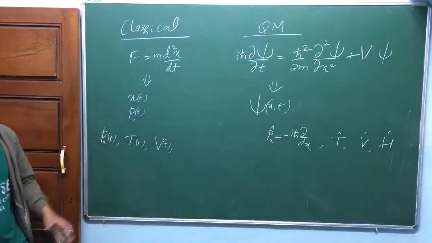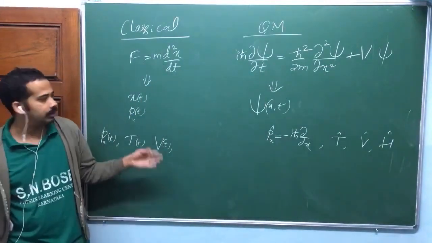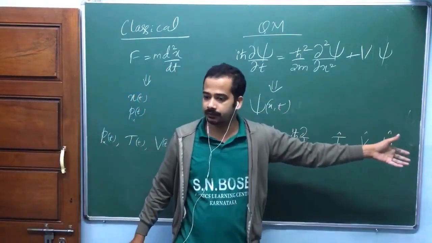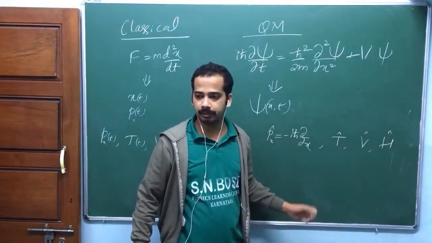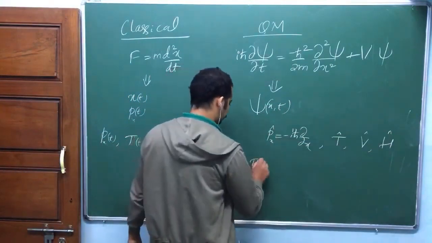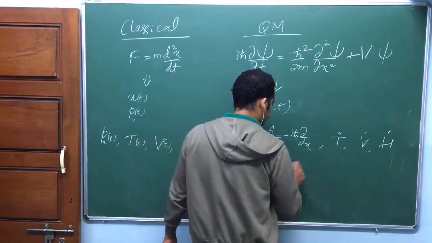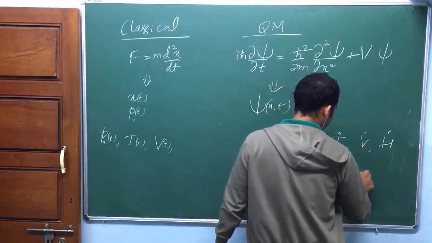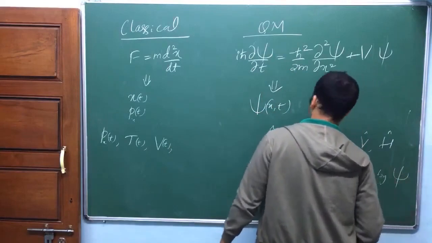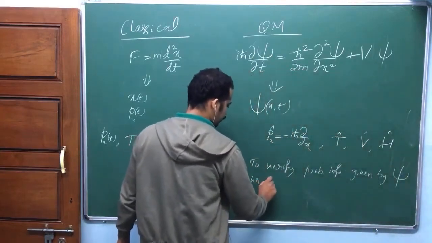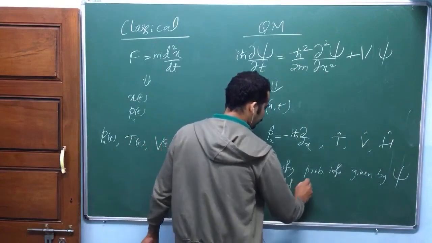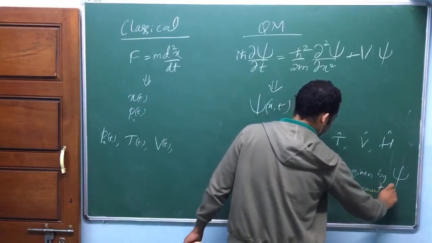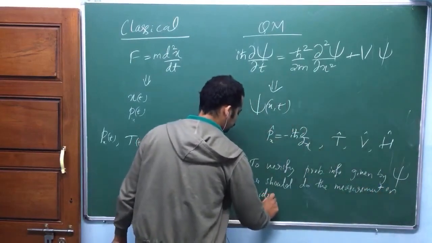And in classical physics, you can take the same system and you can do repeated measurement to verify all of this. But in case of quantum mechanics, I said wave function gives some probabilistic information. To verify that one, you need to take identically prepared system. Okay, write down that one. To verify probabilistic information given by psi, we should do the measurement on identically prepared system.